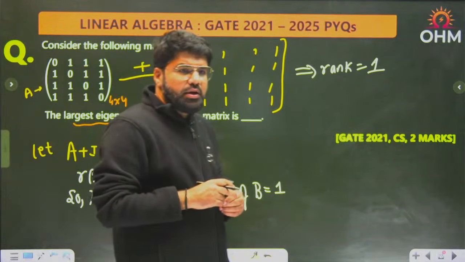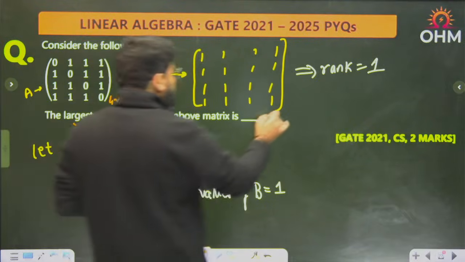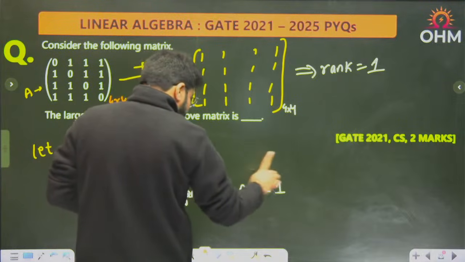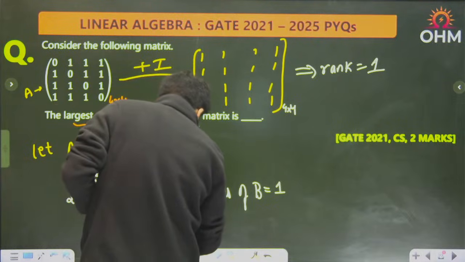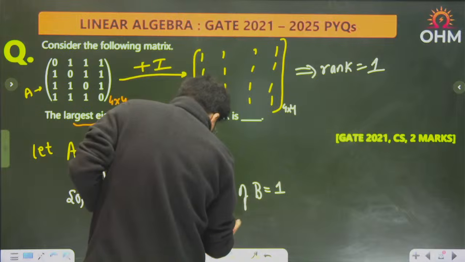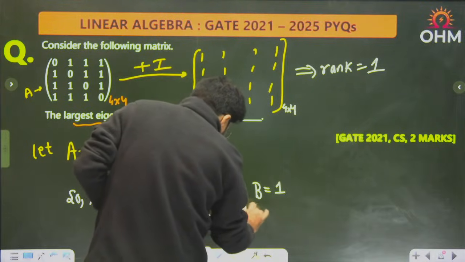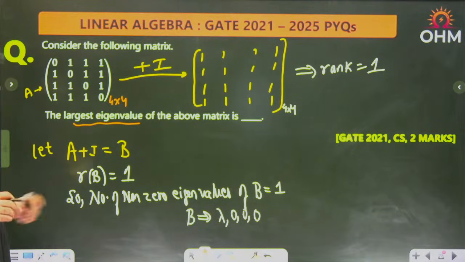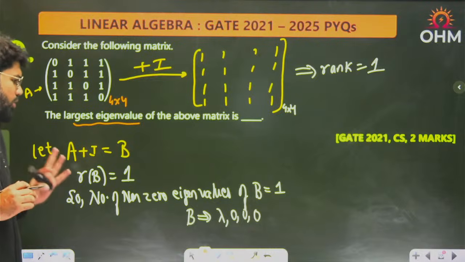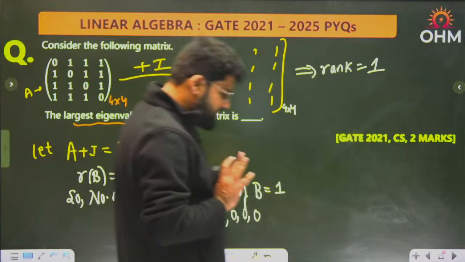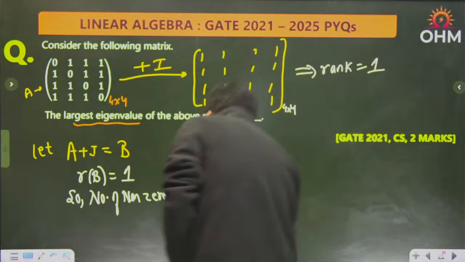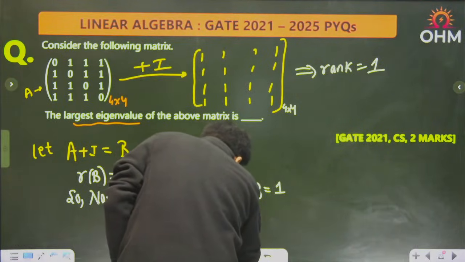So, B will have how many eigenvalues? It's a 4 cross 4 matrix, so it should have 4 eigenvalues, but only one non-zero eigenvalue. That means for B, only one is non-zero and the rest will be 0. Suppose that one non-zero eigenvalue is lambda. But what is that lambda? Lambda plus 0 plus 0 plus 0.